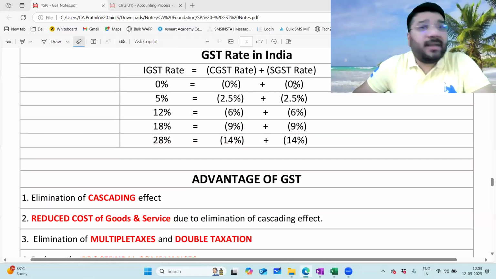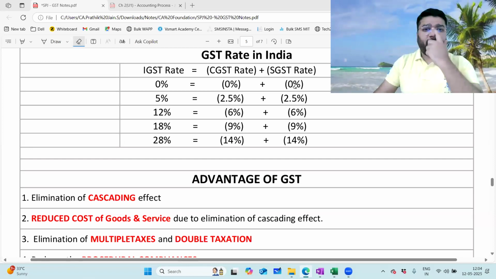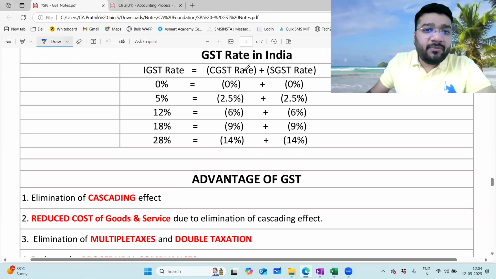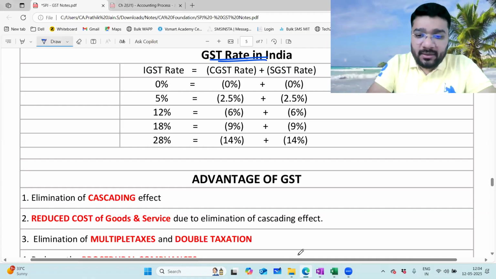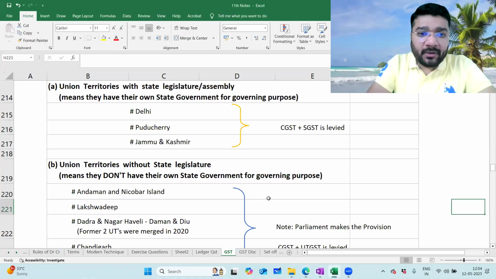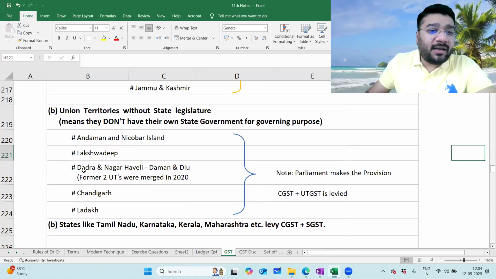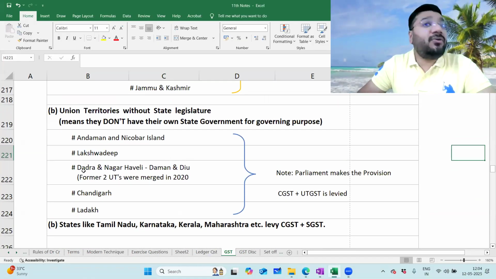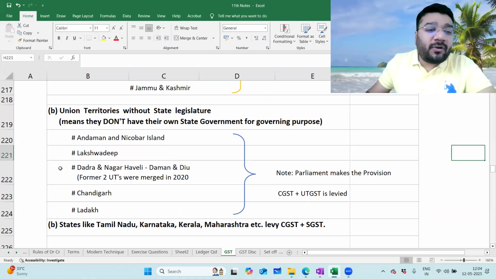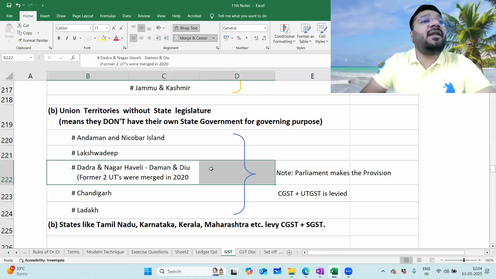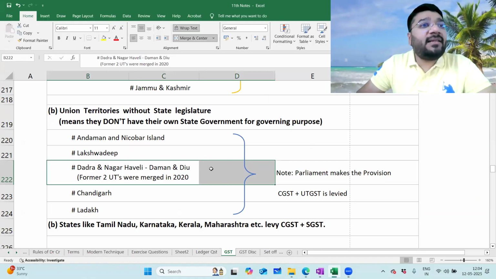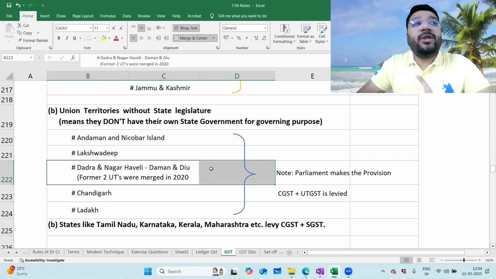Yes, people, welcome back from the break. So let's continue. We've completed the discussion on GST rates in India. But before we head forward, there's one important update to be done. Gautam, thank you for correcting. Gautam said that, sir, Dadra and Nagar Haveli and Daman and Diu, prior to 2020, were two different UTs. But in 2020, both of them were merged together and made a single UT.